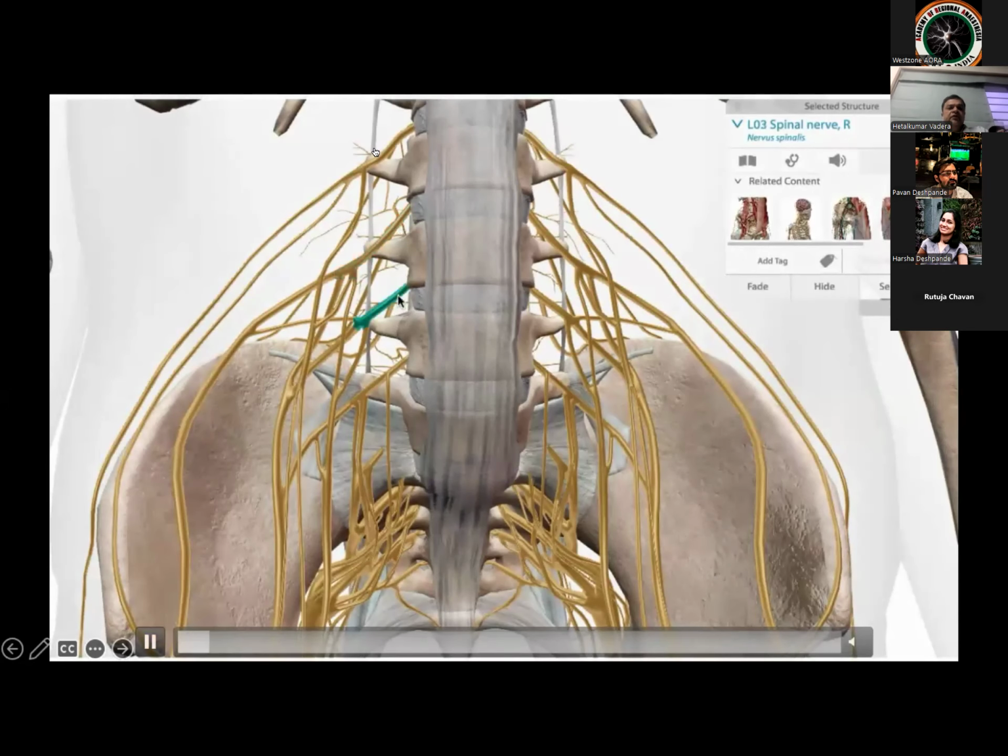So here you can see this is L1 root, this is L2, L3, and L4. So they form the lumbar plexus, and these are the branches of the L1 root. They are the iliohypogastric nerve, which is at the top, and below is the ilioinguinal nerve. If we go below, L1 and L2 combine to form the genitofemoral nerve. Then L2, L3, L4 posterior divisions form the femoral nerve, while anterior divisions will make the obturator nerve.